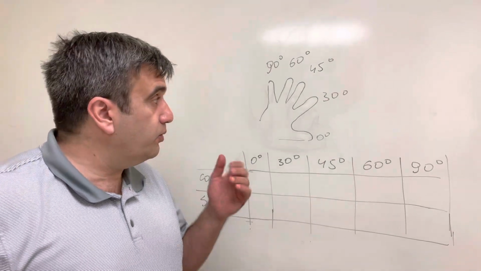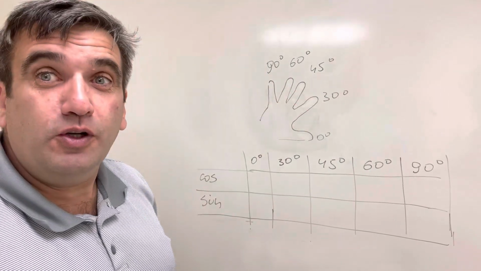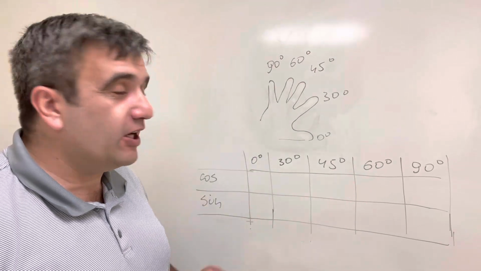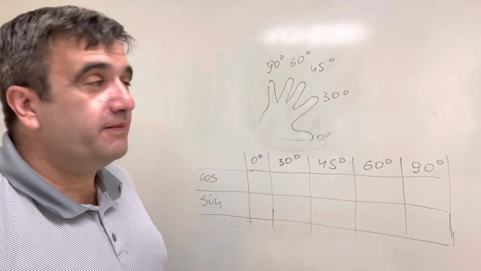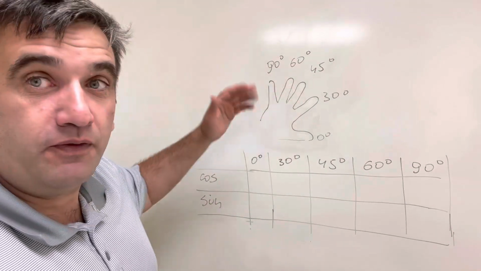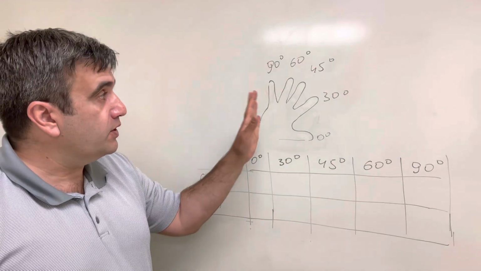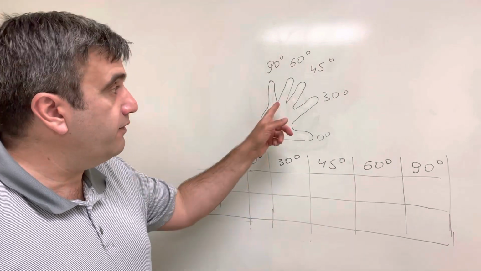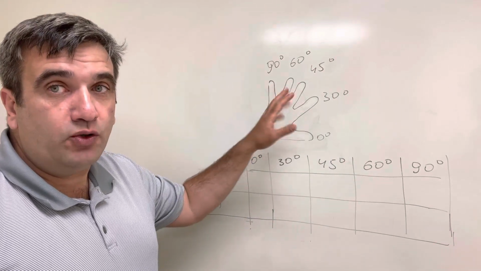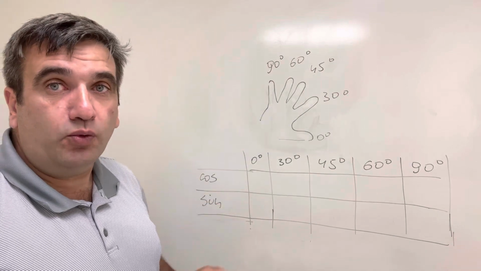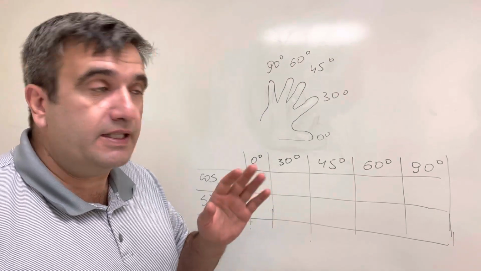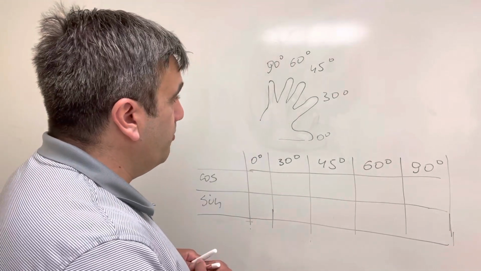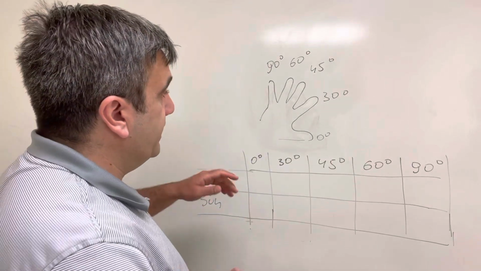Hello dear students, today we're going to talk about how to remember values of sine and cosine on the unit circle. Today we're just going to talk about the first quadrant, because all other values in the second, third and fourth quadrants will come from here. They will be the same values, but depending on the quadrant, they will have different signs. So let's talk about how to remember sine and cosine.